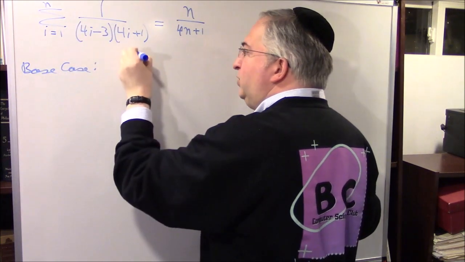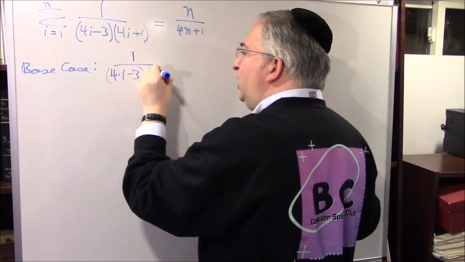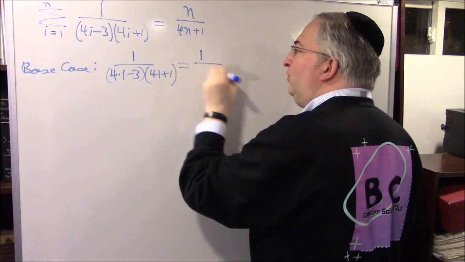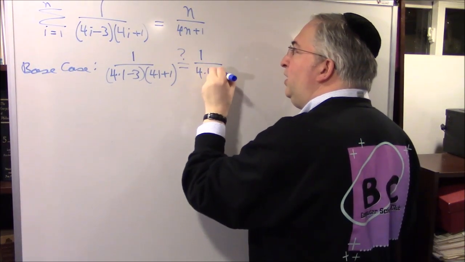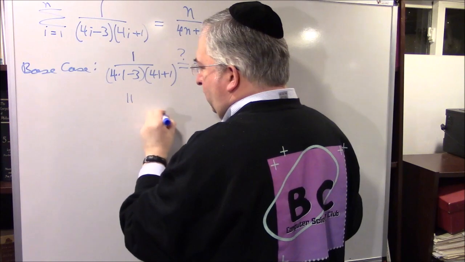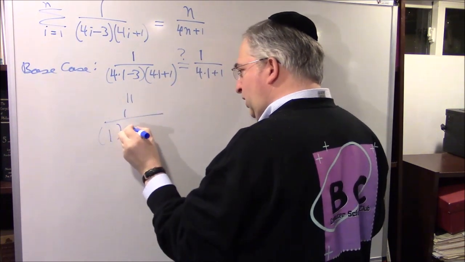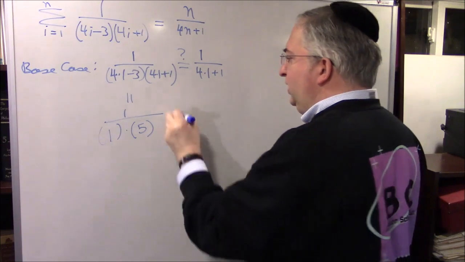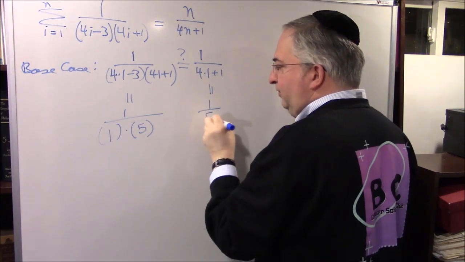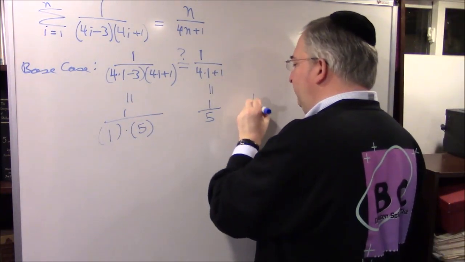Okay, so the base case says as follows. We're going to do n is equal to 1, so 1 over 4 times 1 minus 3 times 4 times 1 plus 1. Question, is that equal to 1 over 4 times 1 plus 1? Let's do this. 4 times 1 is 4 minus 3. So this is equal to 1. 4 minus 3 is 1 times 4 times 1 plus 1 is 5. And this is equal to 1 over 4 times 1 is 4 plus 1 is 5. Anyways, yes, it is true. So they're both equal to 1 over 5. It's true.